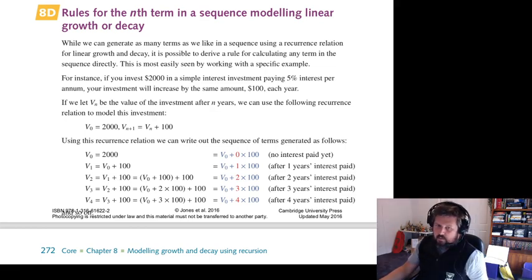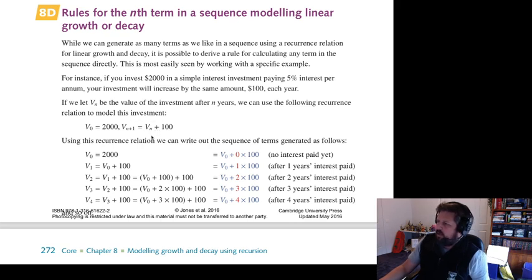Using the following recurrence relationship modeling. So this is what it's basically saying here. If you had an investment of $2,000 in simple interest, paying 5% interest per annum, and the investment increased by the same amount, $100 each year, here's a linear recursion relationship model for that. The starting value is 2,000, the principal amount you invested. Each year, you're adding $100 on. That's increasing by the same amount.